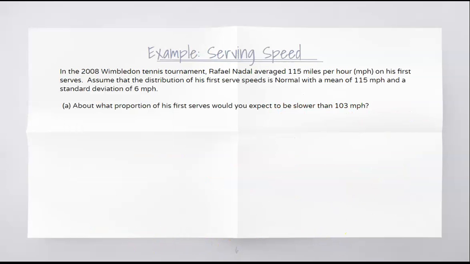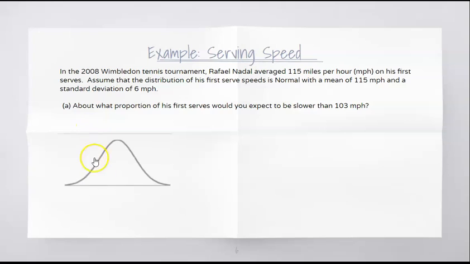All right, so here's an example. In the 2008 Wimbledon tennis tournament, Rafael Nadal averaged 115 miles per hour on his first serves. Assume that the distribution of his first serve speeds is normal, with a mean of 115 miles an hour and a standard deviation of 6. About what proportion of his serves would you expect to be slower than 103 miles per hour?